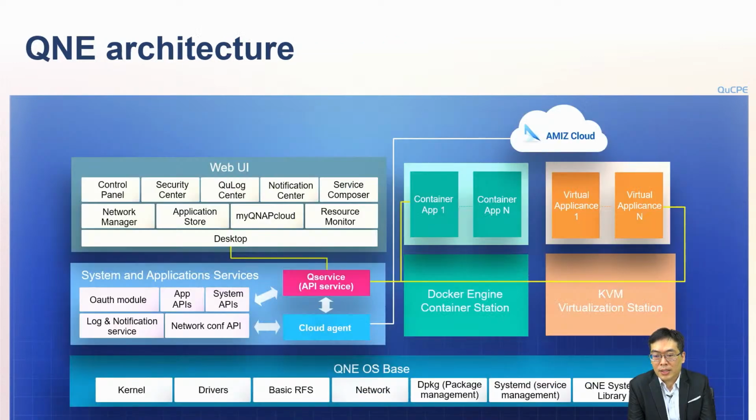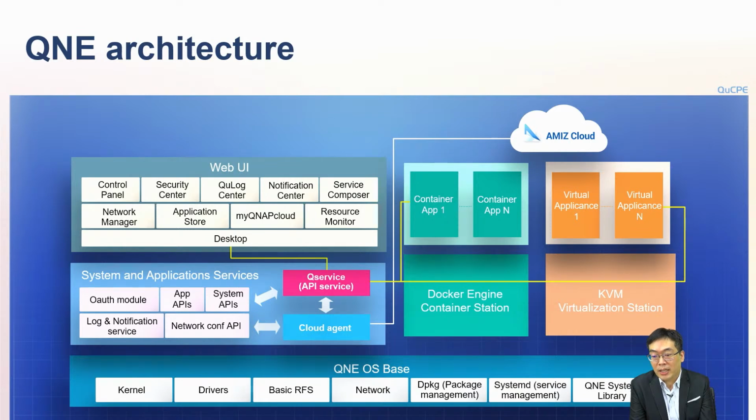And this is the basic diagram to show you the architecture of the entire QNE operation system. At the bottom of this diagram you can see we have the QNE OS base, which comes with the Linux kernel and the drivers, networking devices and components, and also the DPKG package manager system. So it's all included in the OS base. And you can see on the right-hand side of this diagram, we have the API service.